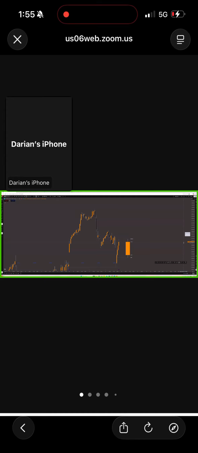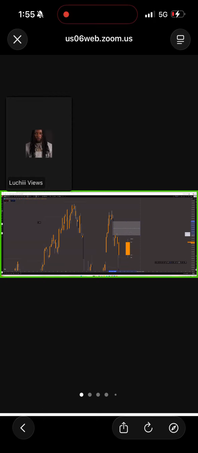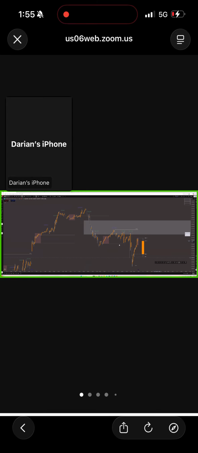So for example, you marked this 4 hour fair value gap you showed us earlier in the beginning of the class. Then we have equal highs on the lower time frame, right? Well, I wouldn't say equal highs, but we've got previous day high. Ideally, you would want that to get swept.